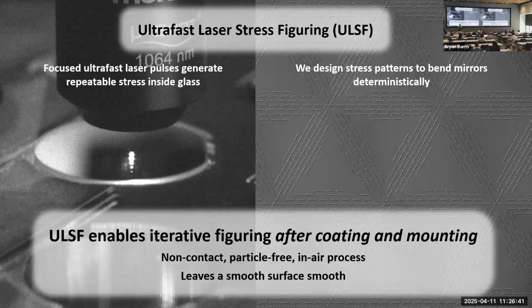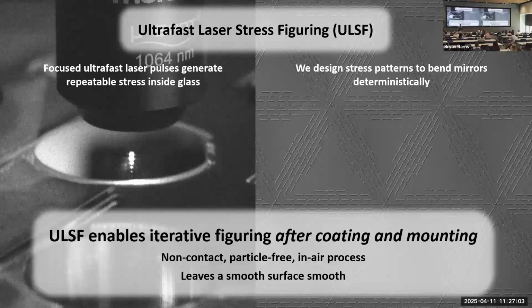The key process that we've developed in our lab here at the U of A is called ultrafast laser stress figuring. The way that this works is you fire an ultrafast laser into glass materials. This generates stress. You can control that stress through various parameters, and it's highly predictable. And so then this allows you to design stress patterns that deterministically bend your mirrors in a way that allows you to correct the figure errors.